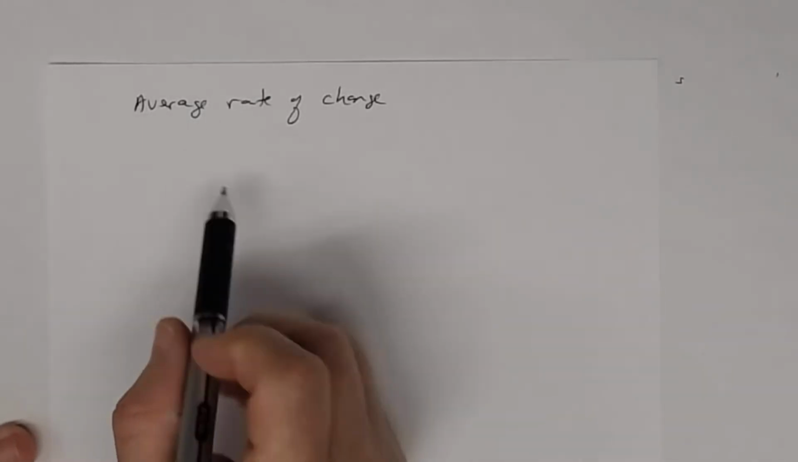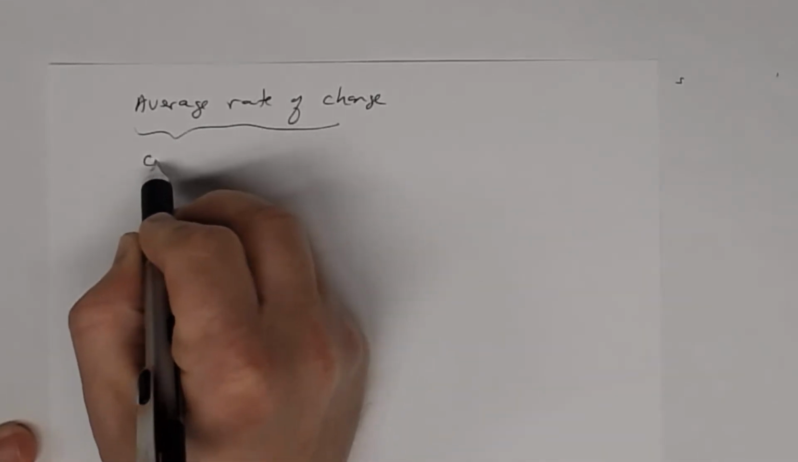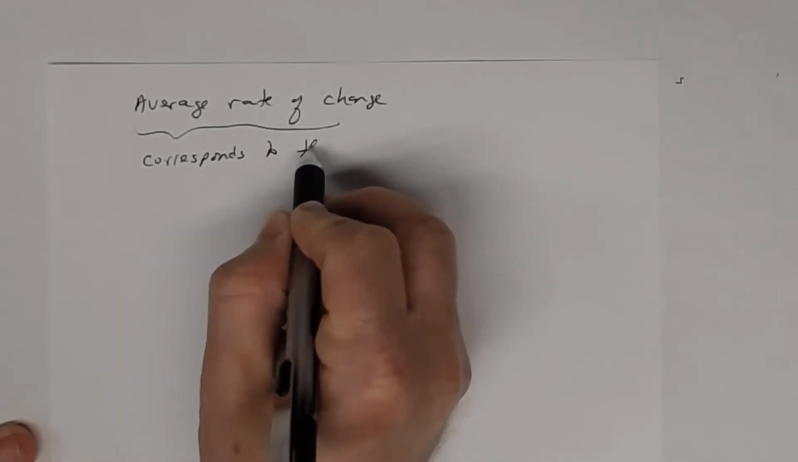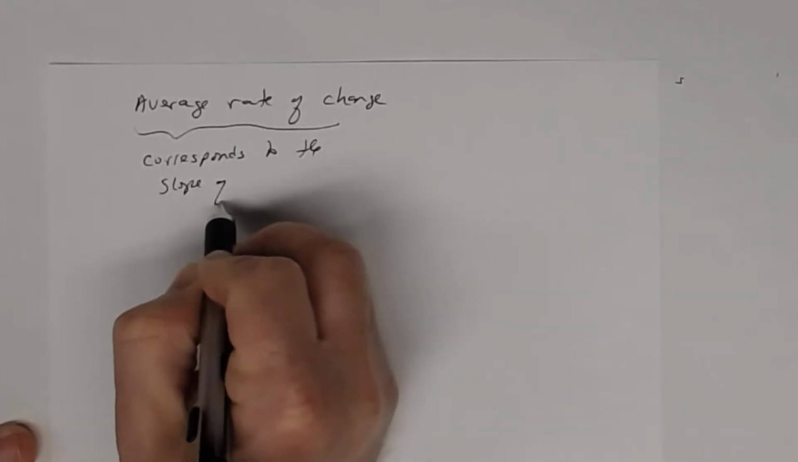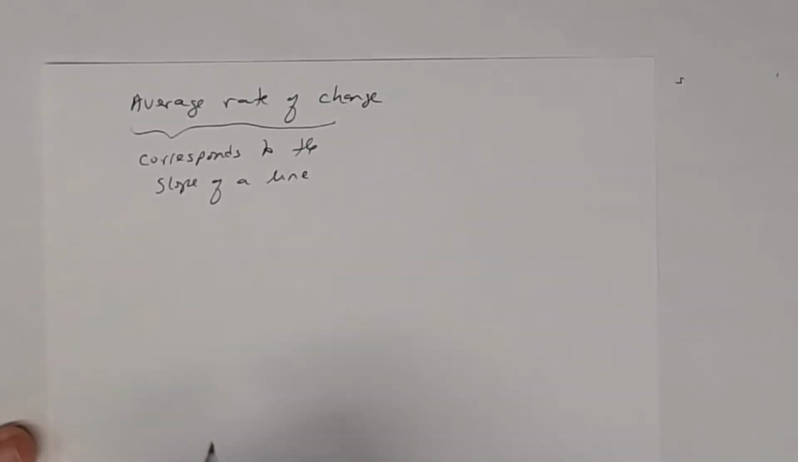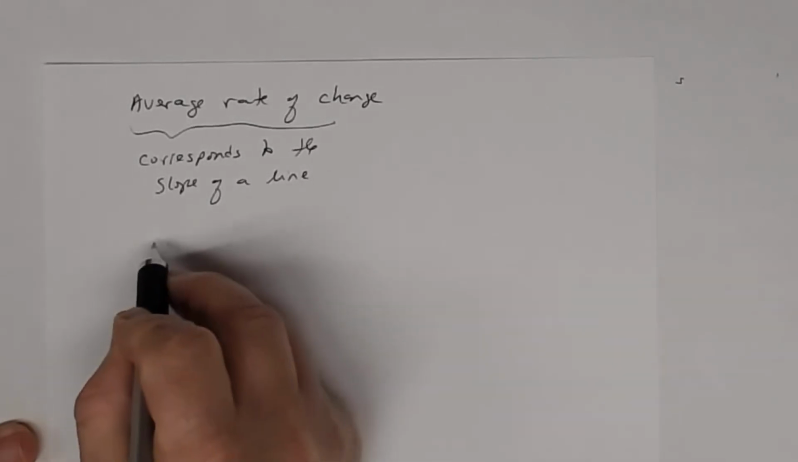In this lesson, we're going to look at what we mean by average rate of change. Now, average rate of change corresponds to the slope of a line. So we could just write it like this: it corresponds to the slope of a line. And you've all had experience with finding the slope of a line.